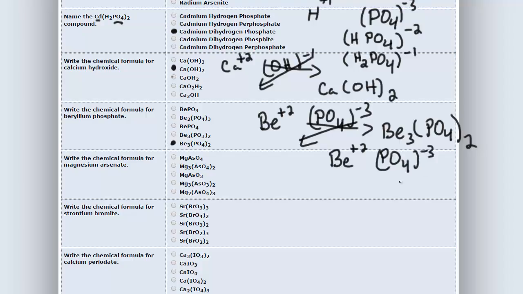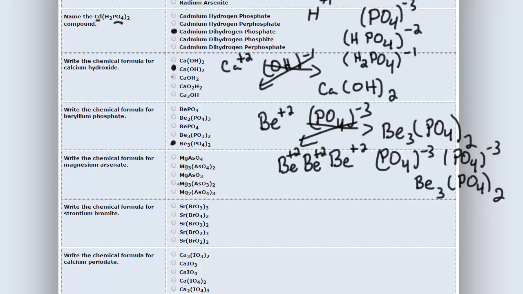I have to get to 0, so what's going to be my math equation? I'm going to need a total of 3 of these berylliums, and I'm going to need 2 of the phosphates. So +2, +2, +2, -3, -3 equals 0. I have 1, 2, 3 of the berylliums, and then I have 1, 2 of the phosphates. So Be3(PO4)2. All right, just moving right along.